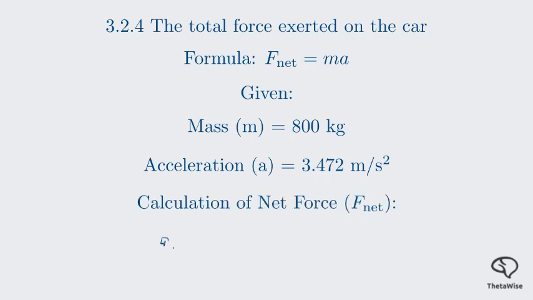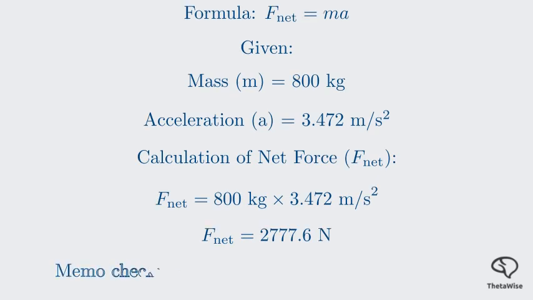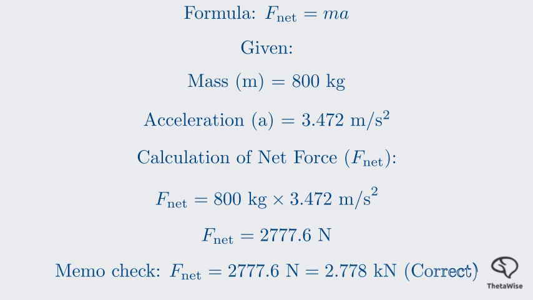The net force, F net, equals 800 times 3.472, which gives us 2777.6 newtons. Let's check the memo. It also finds a total force of 2777.6 newtons, or 2.778 kilonewtons. This is correct. However, the memo's next step is a bit unusual. It seems to be calculating what the total force from the engine would need to be. Let's follow its logic for a moment to see where it leads.